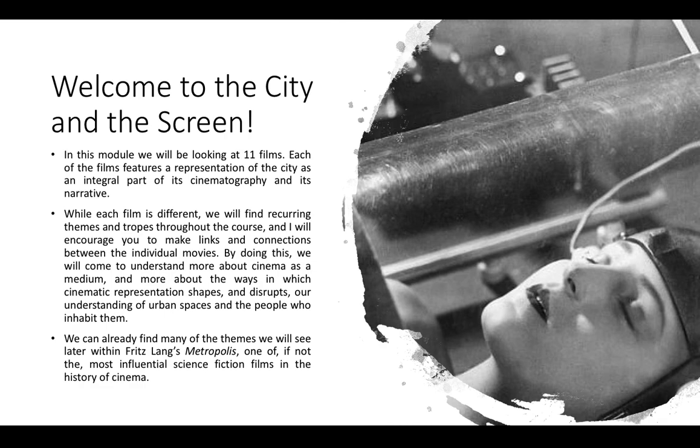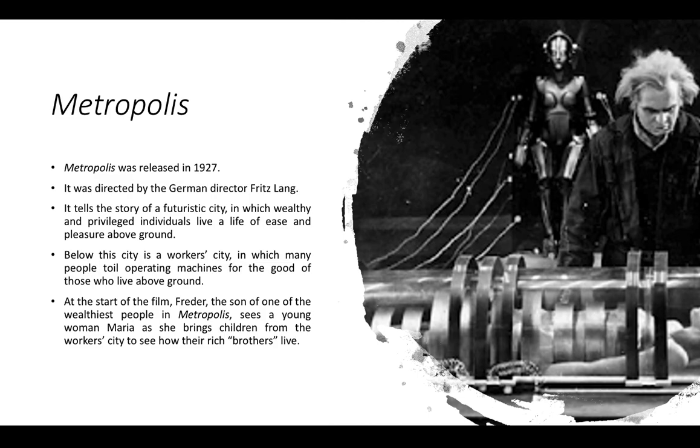Okay. So, Metropolis. Metropolis was released in 1927, and it was directed by the, at the time, very famous and successful German director Fritz Lang. It tells a story of a futuristic city in which wealthy and privileged individuals have a life of ease and pleasure above ground, but below them there is a workers' city in which people toil operating machines for the good of those who live above.